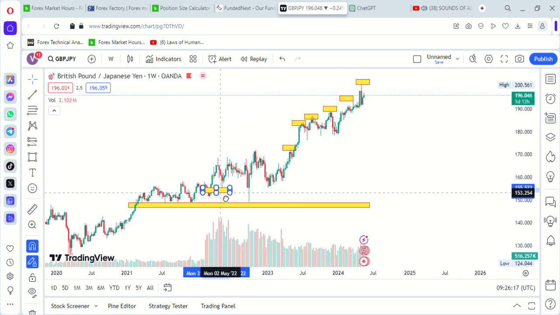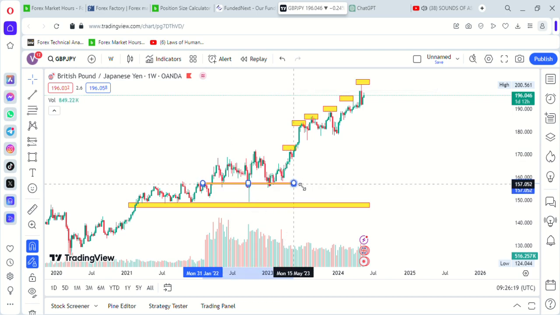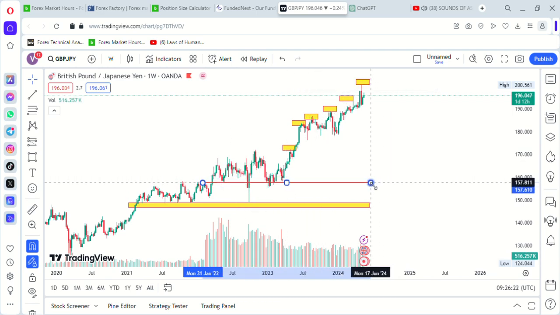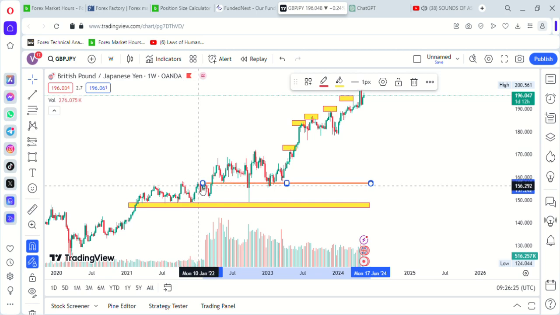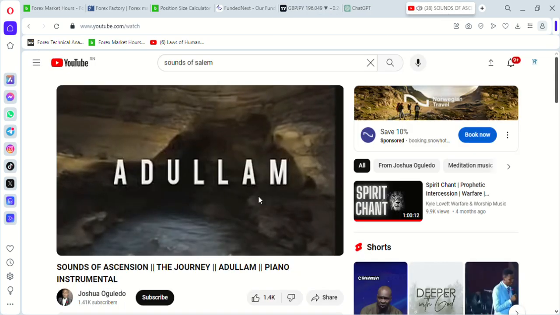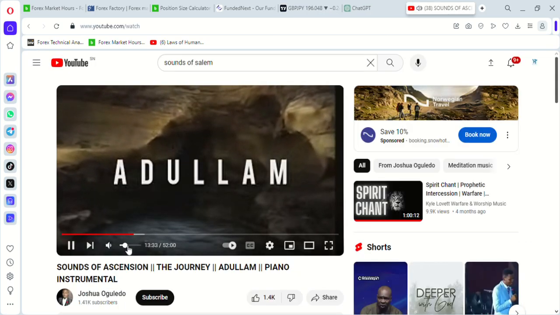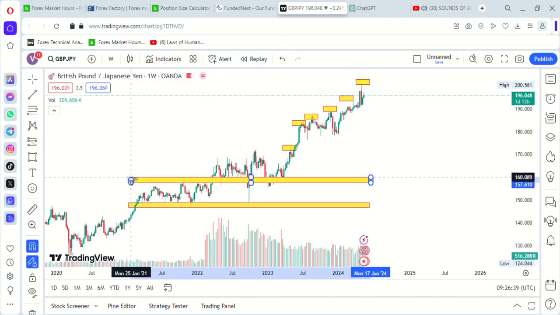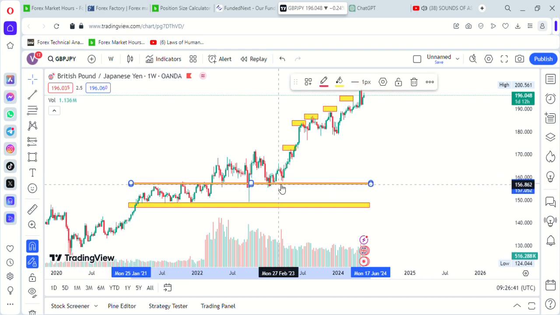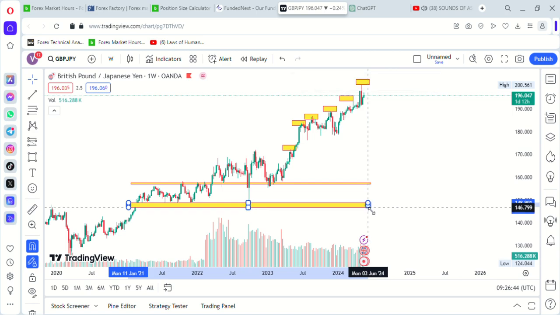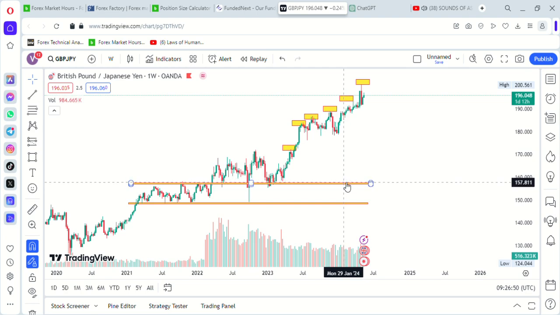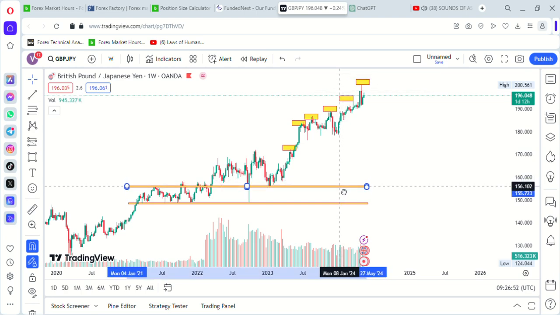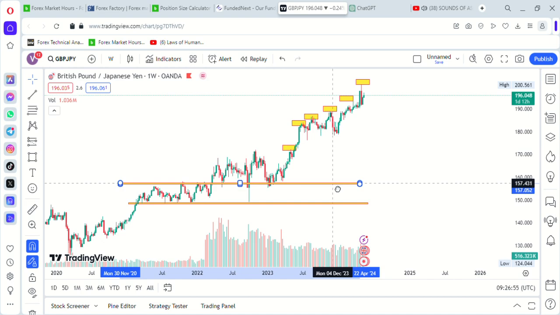So what are we going to do? You mark out those zones. Why are we marking these zones out? The market is moving from zone to zone. So now if you mark out this zone, how many zones have we marked out so far? It's 2.